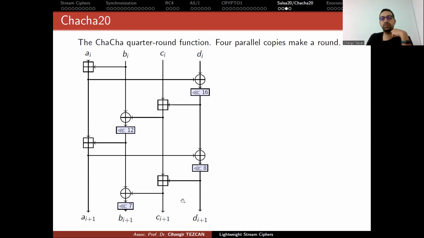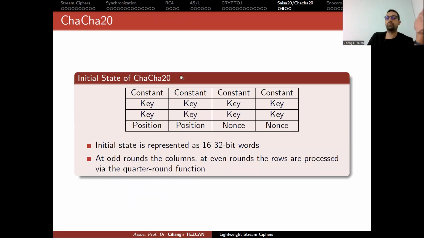So in ChaCha20, you perform this operation 20 times. At odd rounds, you process columns. At even rounds, you process rows. And this way, after 20 applications of this round function, the initial state is modified, and you have a different internal state.